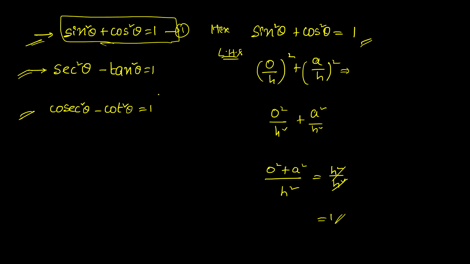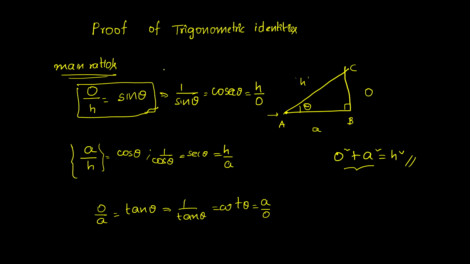What I am telling is simply that whenever you get sin theta and cos theta, or secant theta and tan theta, or cosecant theta and cot theta, you should be able to remember these identities, apply them and solve the answer. So this is the main proof of trigonometric identities, and that's it.